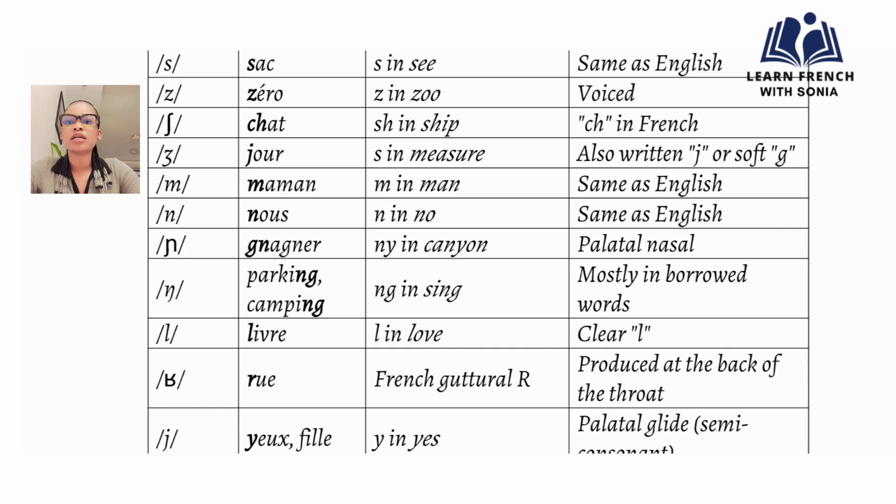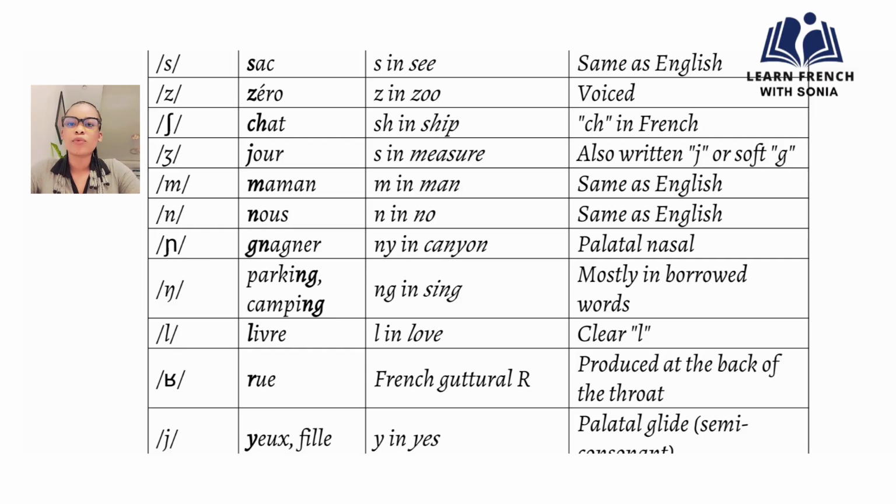All right. The next one says s. The example there says sac. S as in C. You understand? And then the next one there is z. Our example says zero, and it is the same as the z in English approximation, z as in zoo.